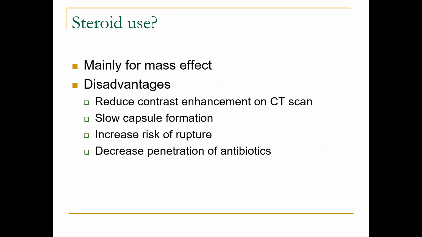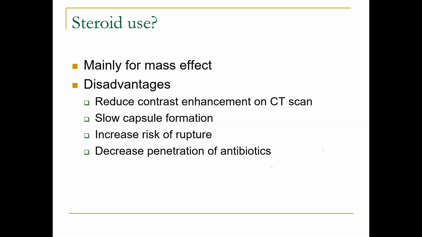Steroid use: we know that vasogenic edema can be reduced by steroids through a mechanism which I mentioned in the lecture on head trauma. It reduces the mass effect on the patient. But a disadvantage of steroid use is reduced contrast in the CT scan. If you give a glucocorticoid to such a patient, it reduces the contrast enhancement. It changes the vascular wall of the capsule to a fibrotic one, which is why the enhancement is decreased. It slows the capsule formation and increases the risk of rupture, right?